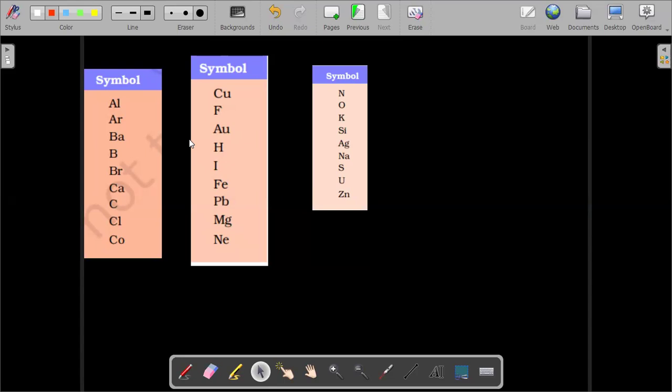I is iodine. Fe is iron. Pb is lead. Okay.